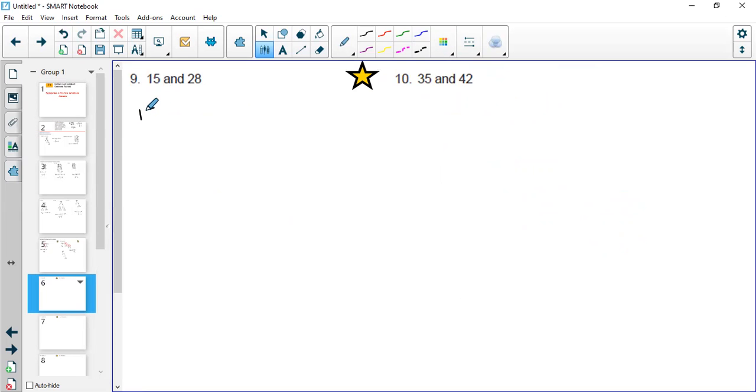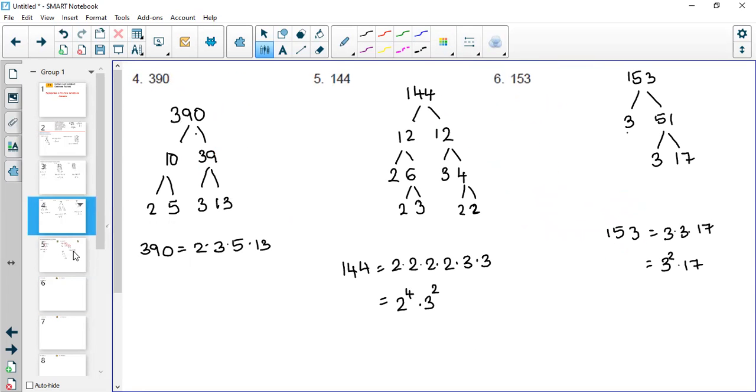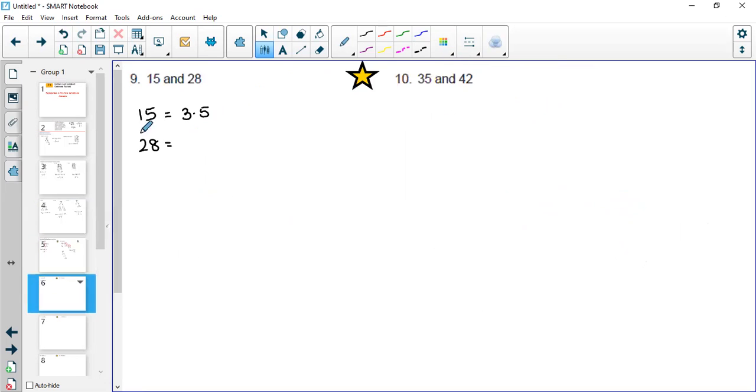So we have to do the prime factorization for 15 and 28. The prime factorization for 15 is going to be 3, 5. And for 28, it's going to be 2, because 28 is in the table of 2. So start from the smaller one. 2 multiplied by 2 gives you a 4. Then 4 multiplied by what gives you 28? Definitely it's going to be 7. Now 7 is a prime number, so we can stop with that.